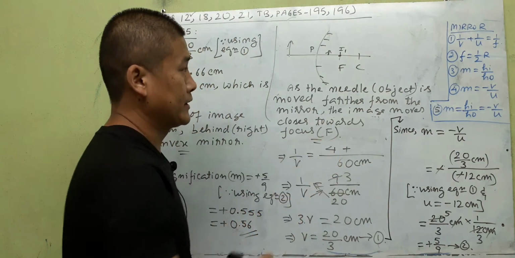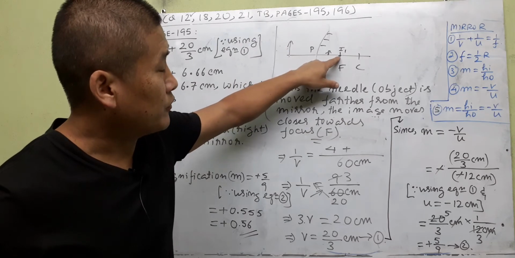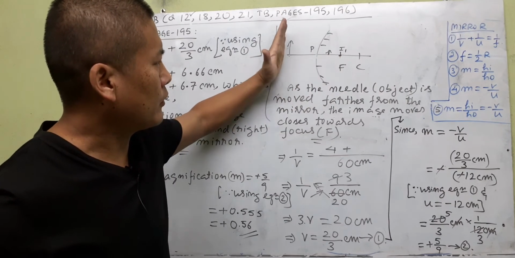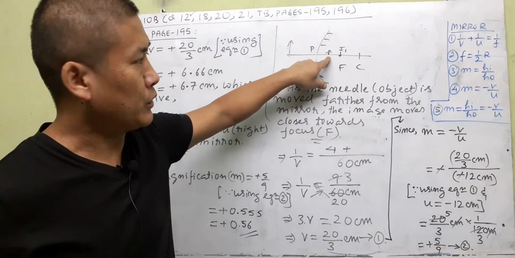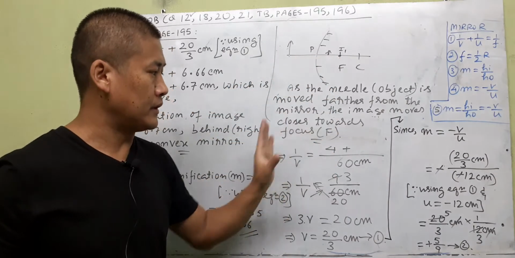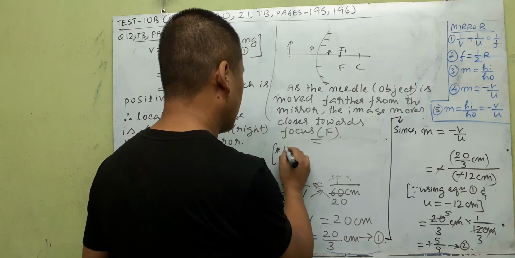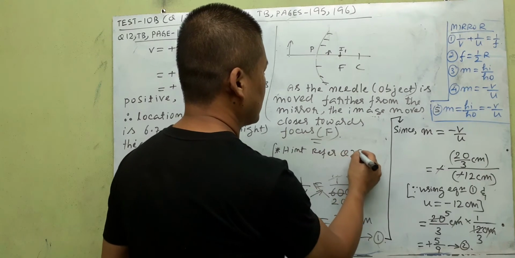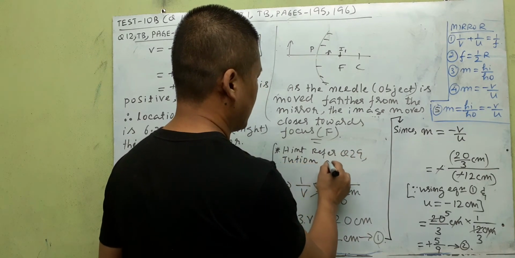As I said, when we were studying, the object was away and brought nearer, and the image began to move away from F, between P and F. But here the object is near and taken away, then the reverse will happen. Now the image will begin to move towards F. So that's our answer. Refer this here. You can write here after you answer, like this, and write hint. Refer question 29, I think. Tuition note. Then you will understand.